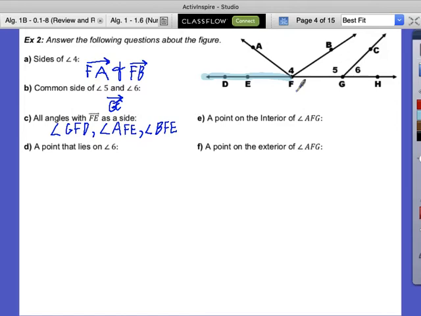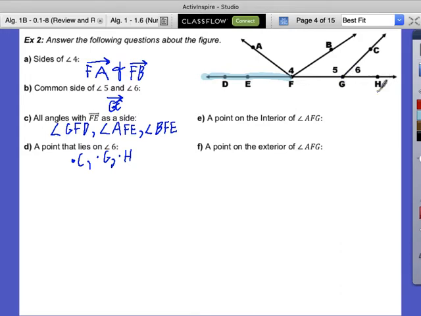Letter D, so that's all of them that have that by the way. Letter D, a point that lies on angle 6. Angle 6 here, what's one point that lies on it? There's 3 different answers we could have. Point C, okay? That could be right. Any of them. Another one? G, okay, G is on angle 6. And then our other one would be H. So any of those, do we need all 3? No, it just asks for a point, so just one of them. Any of those 3 would work. They're all on this angle. Does it make sense why F is not on that?